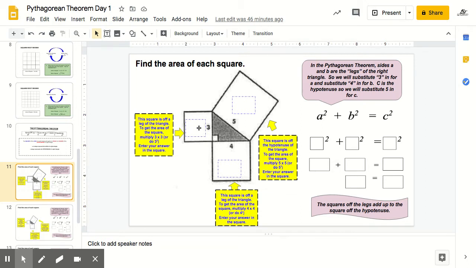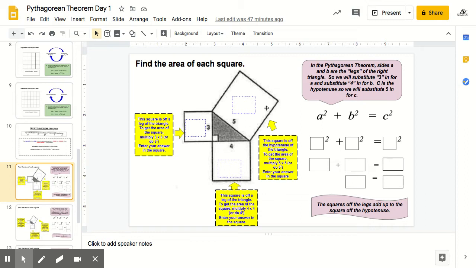Okay, so the area of this square here is 9. If we look at this square, the length of one side of the square is equal to 4. So this is a square off of the other leg of the triangle. And to get the area of the square, we simply would multiply 4 by 4 or do 4 squared.